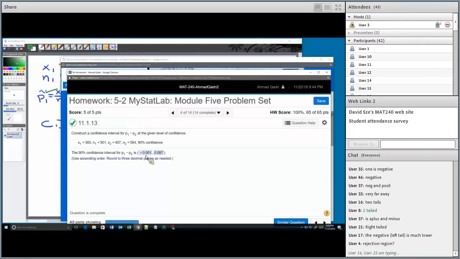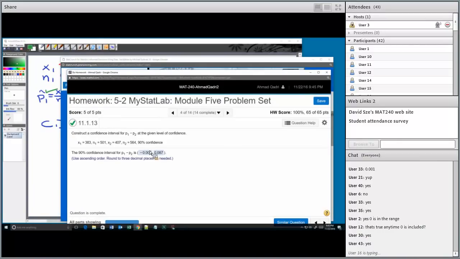The answer is that notice that 0 is included in this interval, right? 0 is a part of this interval because the lower limit is negative 0.001, and so 0 is between these two limits, right? Since 0 is included in this interval, if you were to do a hypothesis test, you would not reject the null hypothesis, right? Because the null hypothesis is essentially included in this interval. Does that make sense? We did this last week, so the same concept applies this week, okay?